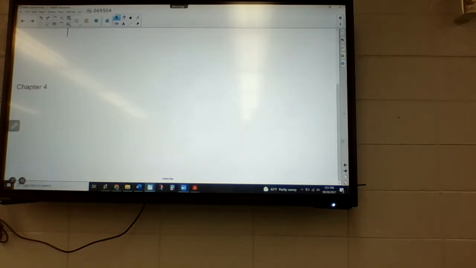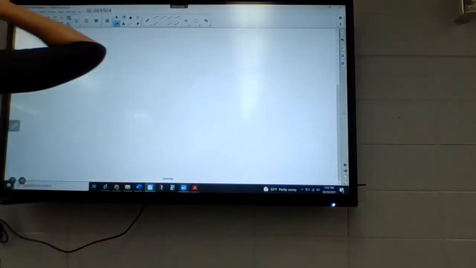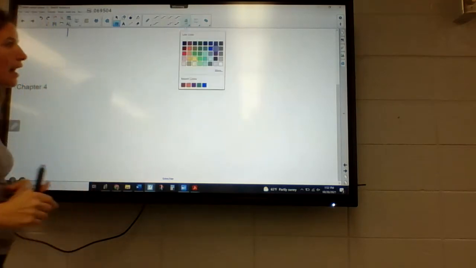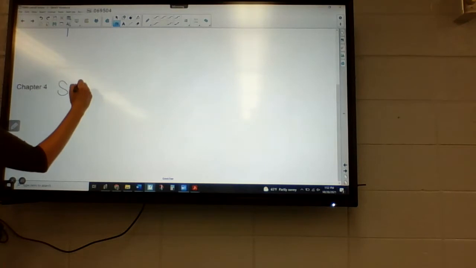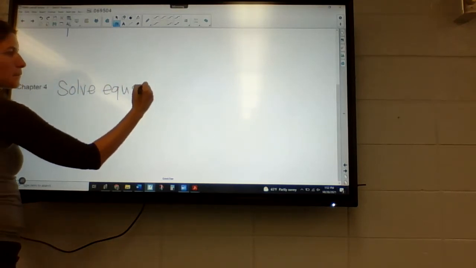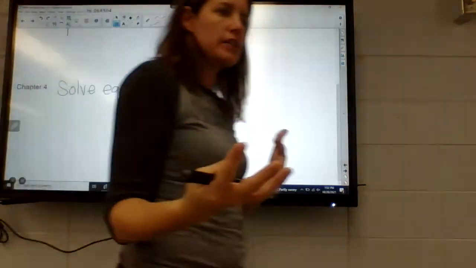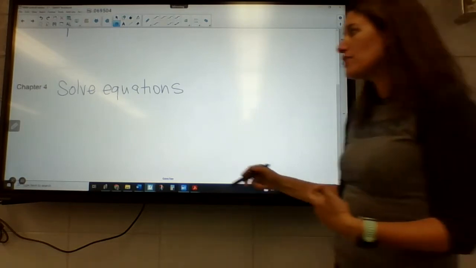So in chapter 4, we solved equations, we did some formulas and ratios and proportions. So again, this is to help you know what to put on your note card and double check that you have all the different topics that we talked about. So we solved equations. That's where we undo addition and subtraction to combine things and move things around. We did word problems with those equations.